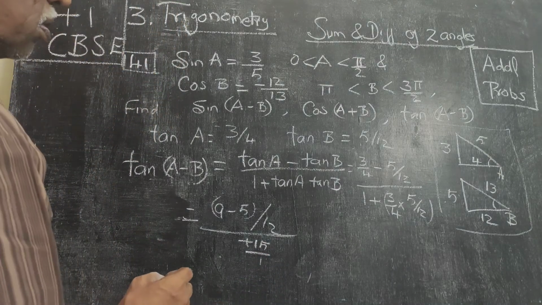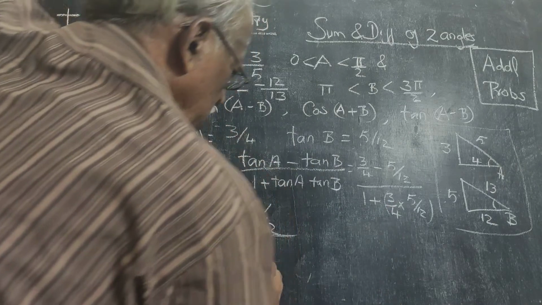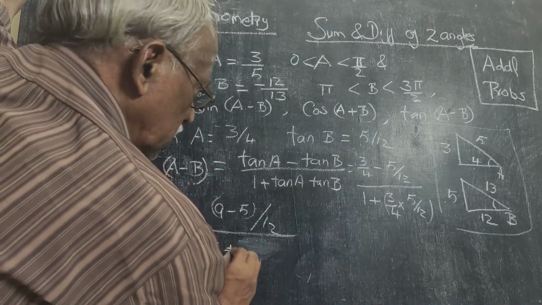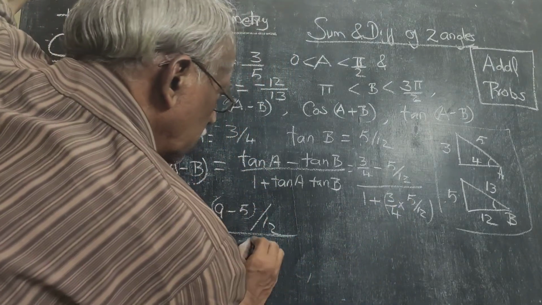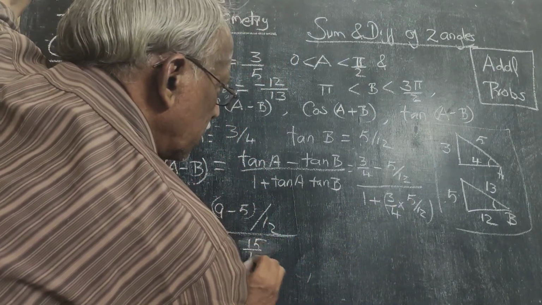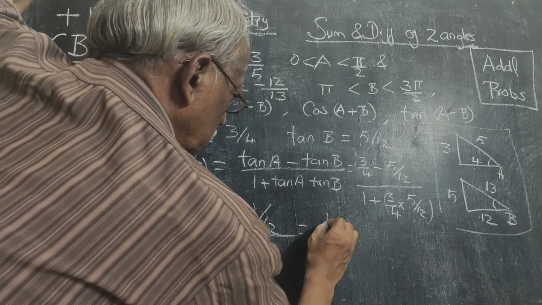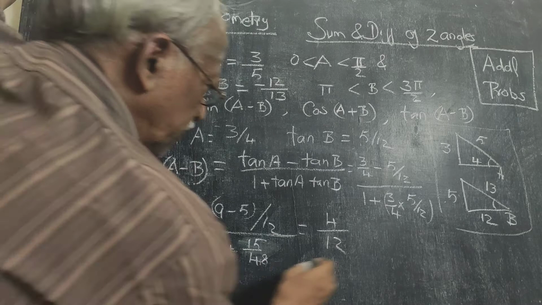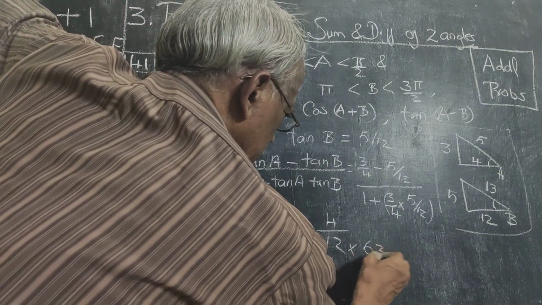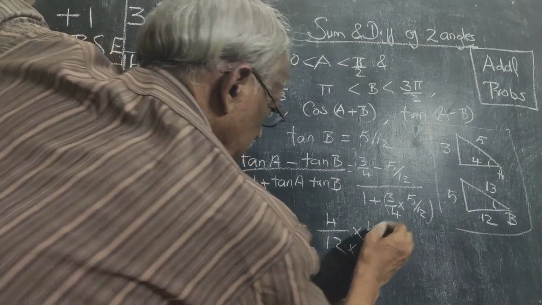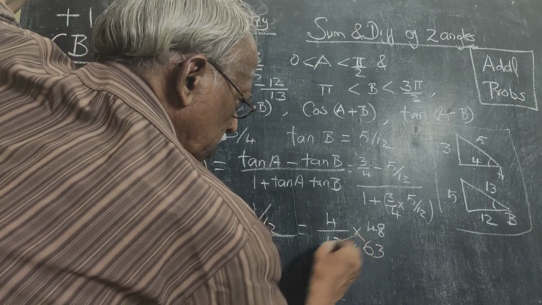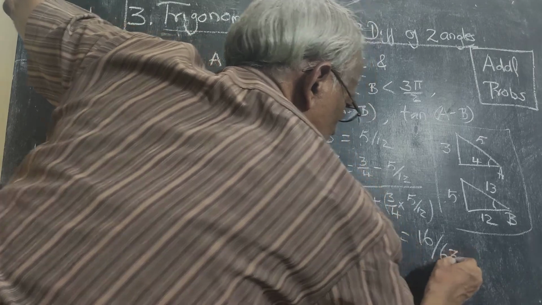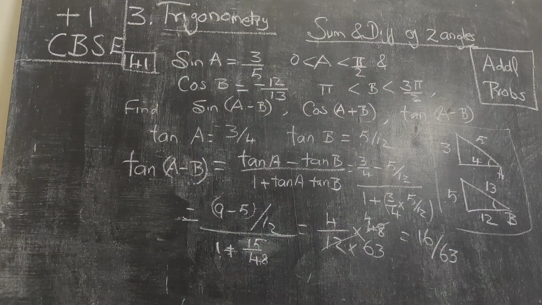5 by 12. So this will be 1 plus 3 into 5, 15 divided by 48. So this is 4 by 12. 1 plus this, so 48 plus 15 by 48. So the value is, so the answer is 16 by 63.